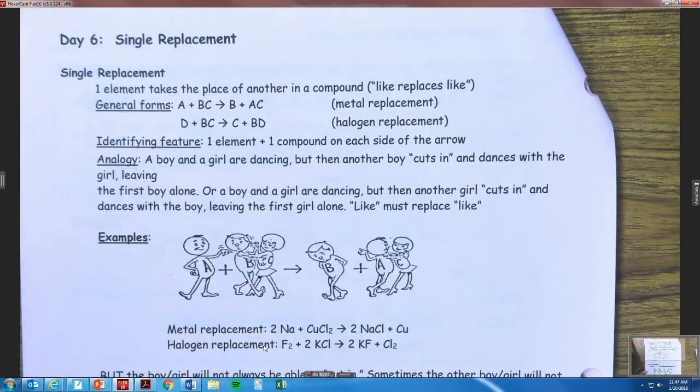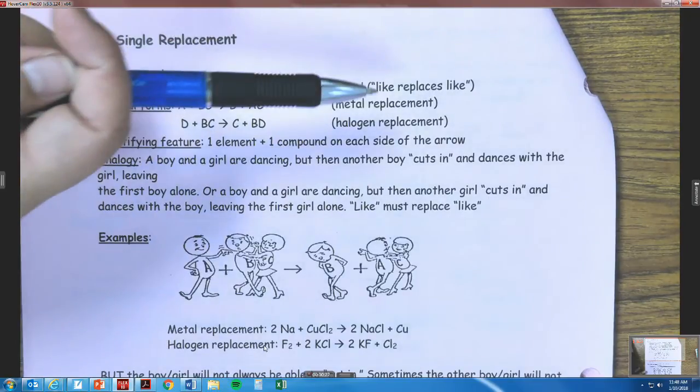Okay, hey guys, so we're going to go over day 6 notes today, single replacement reactions. Single replacement reactions are actually a type of redox reaction. It's where one element takes the place of another in a compound. And what's important about single replacement is that like replaces like.